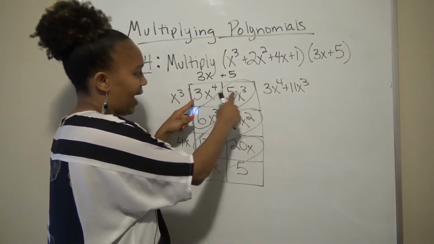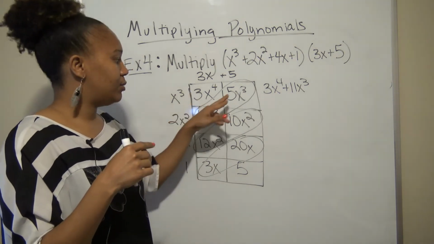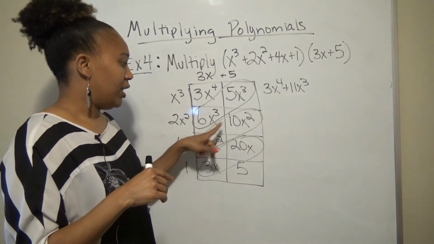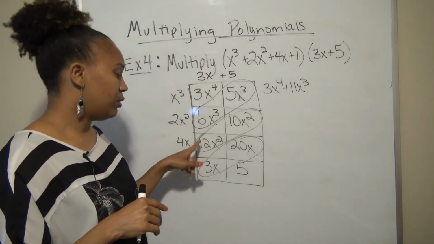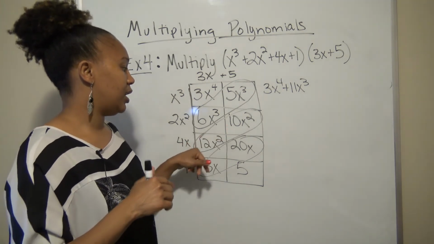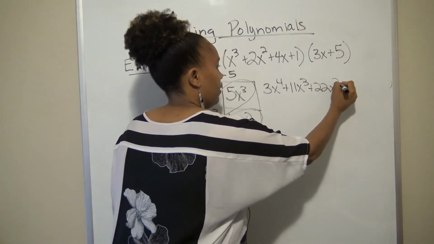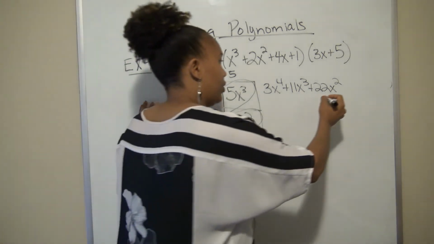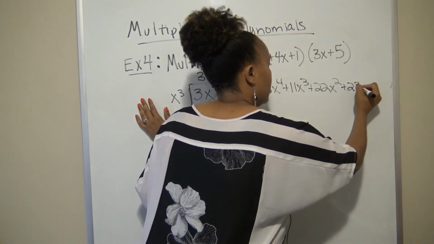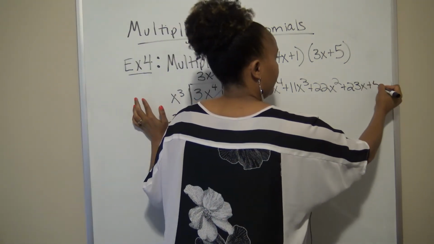So yes, I'm adding the results of each of these boxes. So all of these will be added, unless it was a negative in front of one, then you would subtract them. So 12x squared plus 10x squared will give me 22x squared. And then 3x plus 20x will give me 23x. And then 5 is by itself, so plus 5.